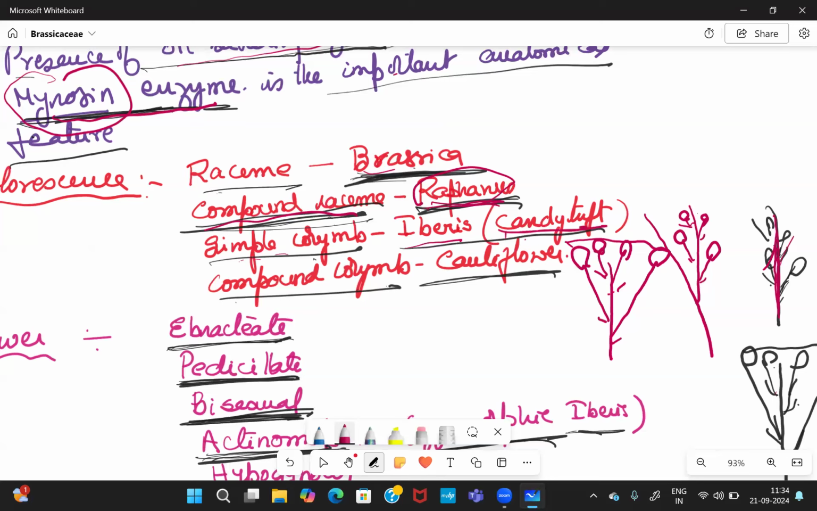And a compound corymb you can see in cauliflower. The peduncle is also edible here. Cauliflower: compound corymb means the peduncle is branched. So this is about the inflorescence.